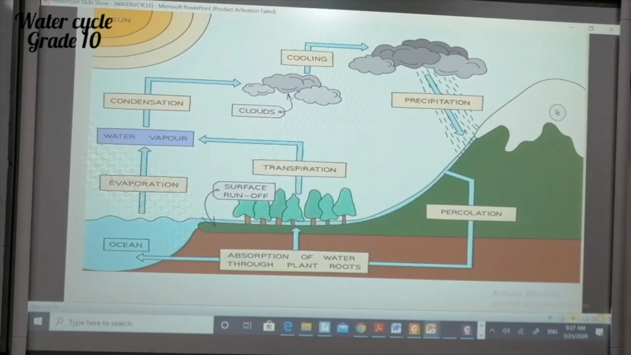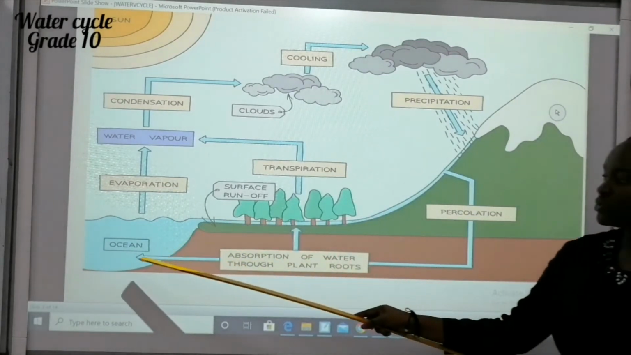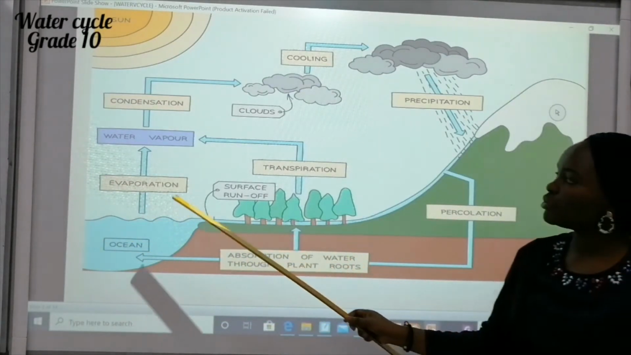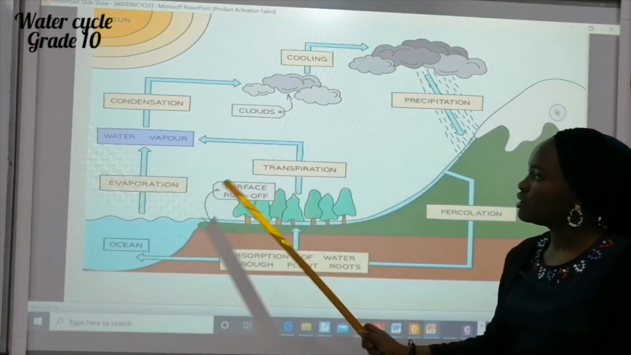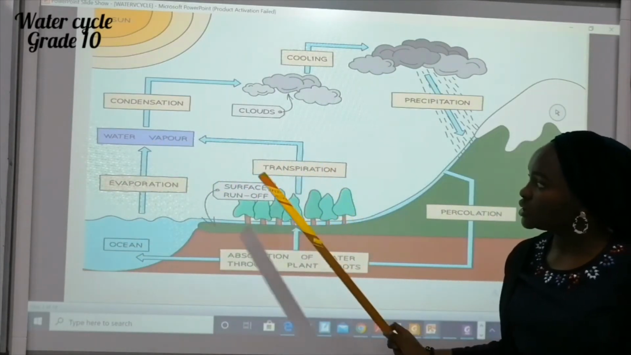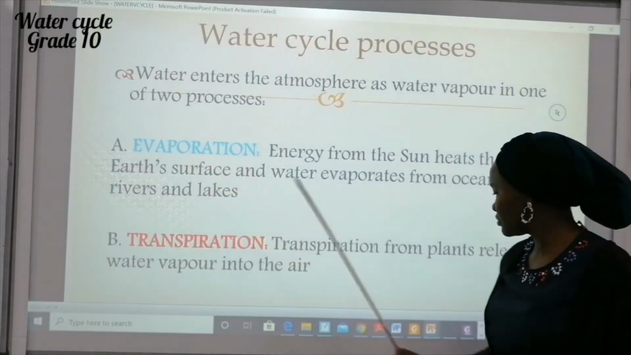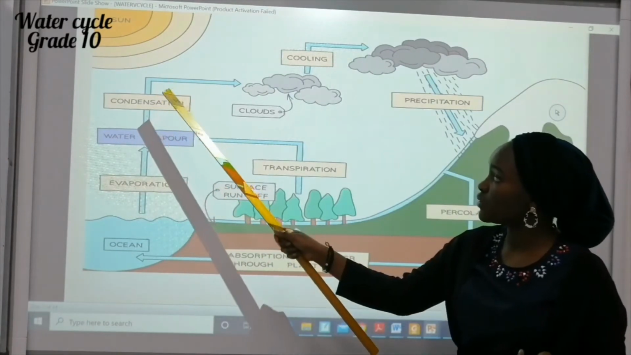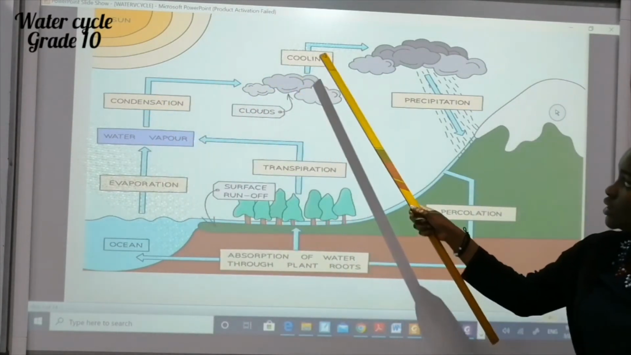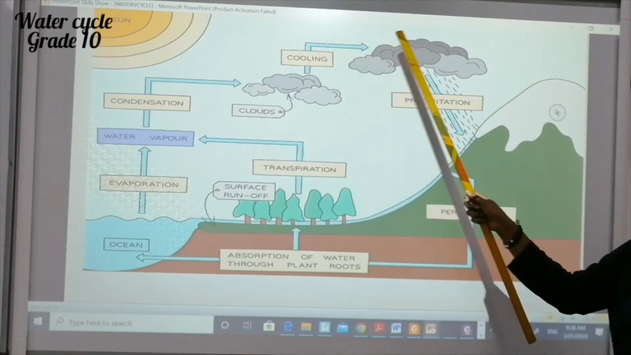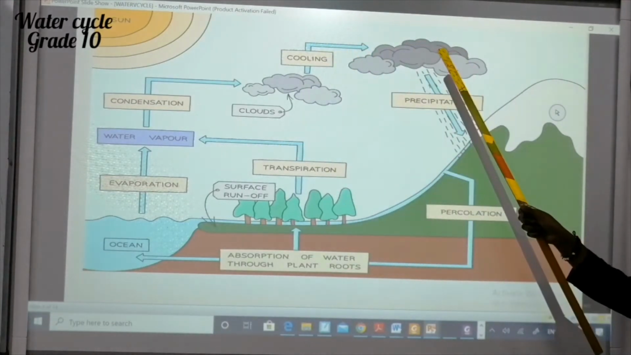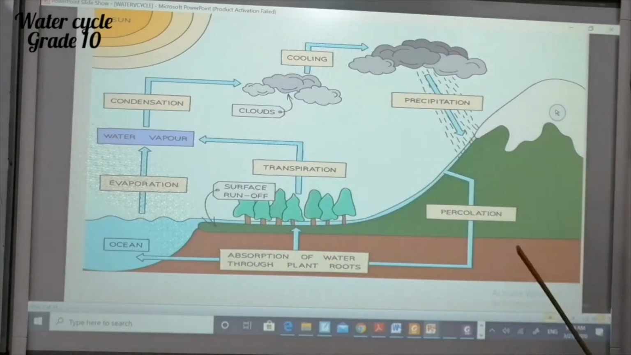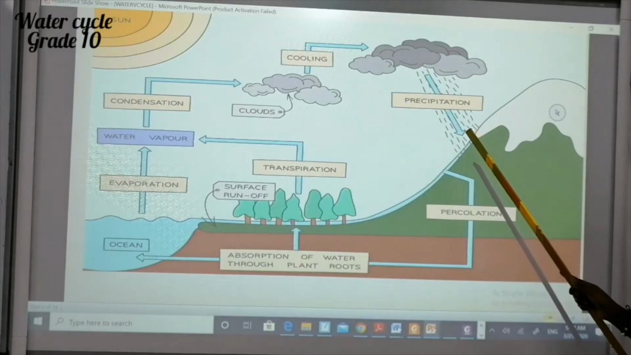I'm going to explain it one more time. First, water bodies: oceans, lakes, streams, whatever. Evaporation and transpiration both release water as water vapor into the atmosphere. Then we have condensation. So this water vapor condenses and forms a cloud. The cloud then further cools down and we have water droplets. So when the cloud is filled with water droplets, the water droplets have to come down and we have precipitation.